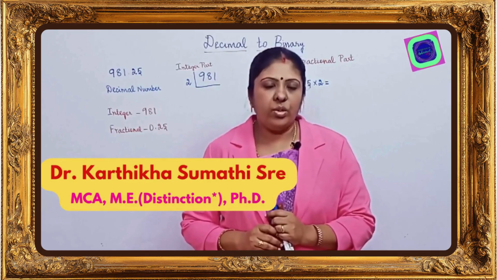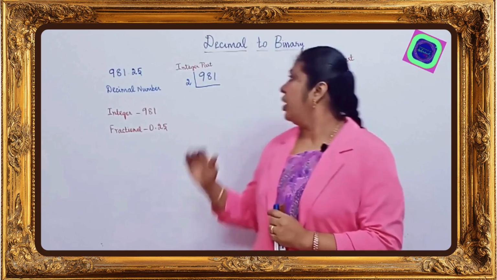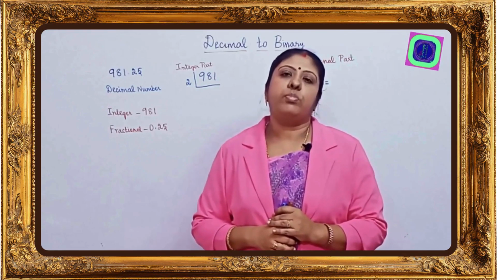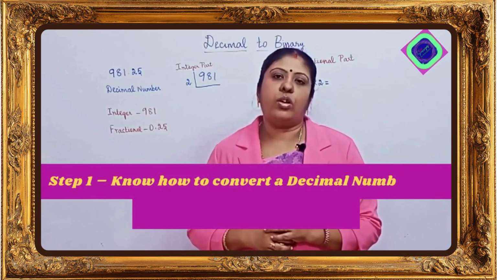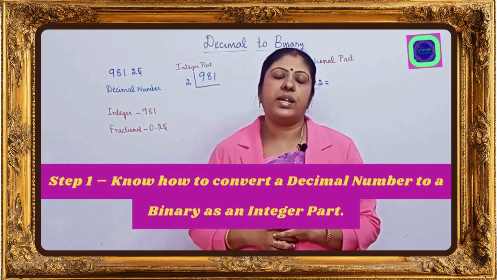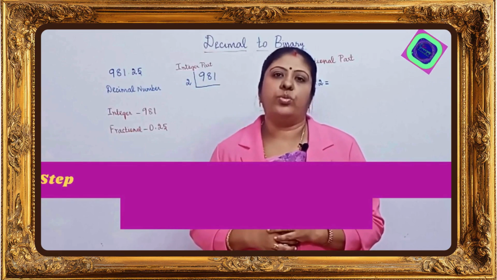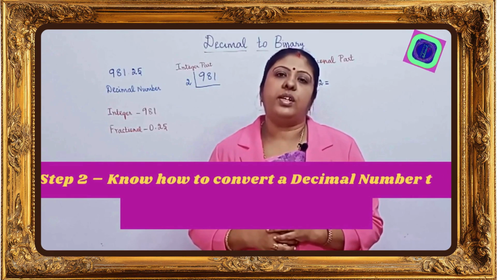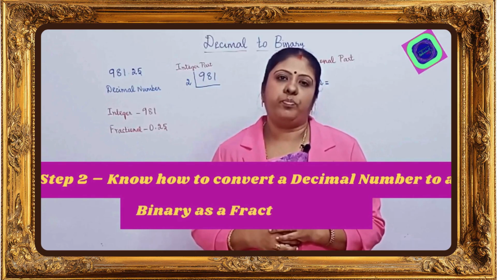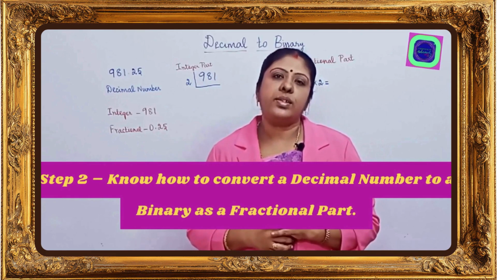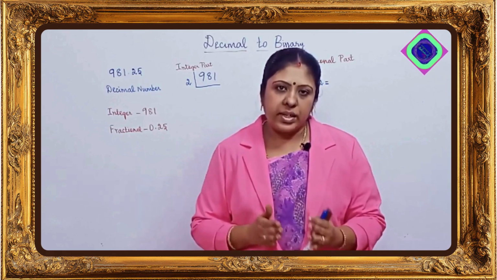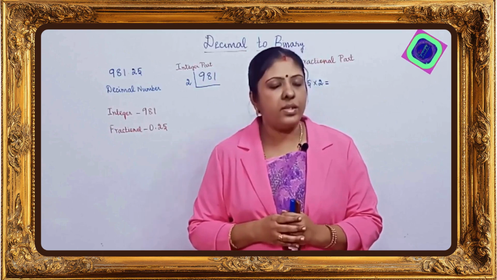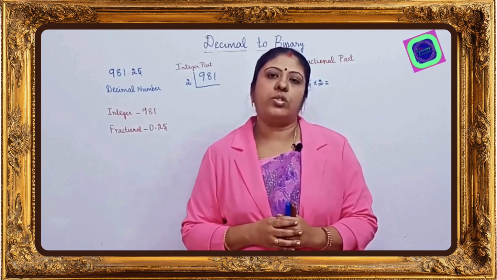In today's video, we are going to discuss decimal to binary conversion. This can be done in two simple steps. First, you want to know how to convert a decimal to binary as an integer part. In step 2, you want to know how to convert the fractional part of a decimal to a binary number. These two methods are different. The conversion method for the integer part is different, and for the fractional part, the conversion method is different. Now let's move on to the video.